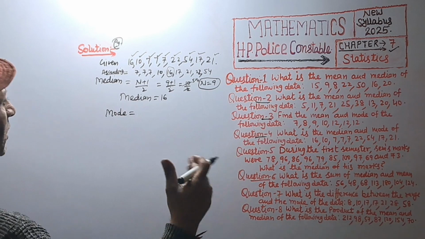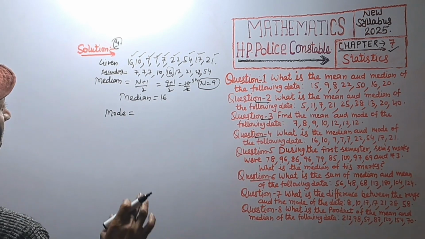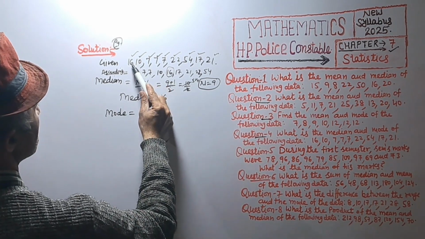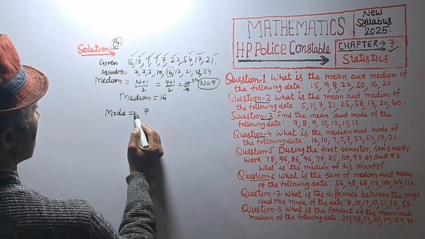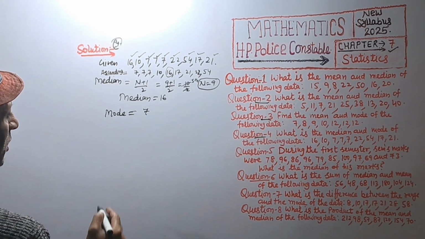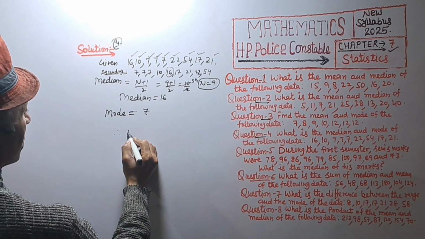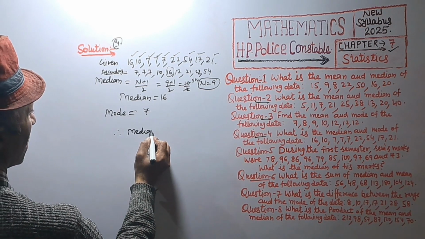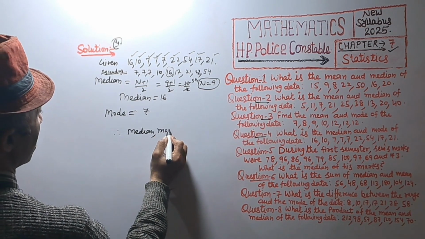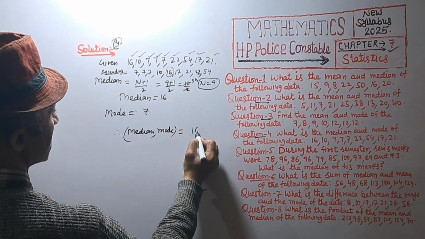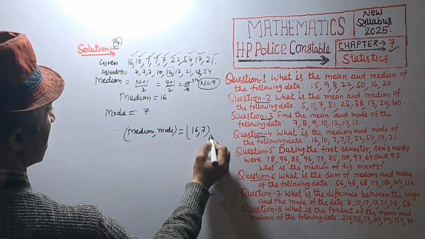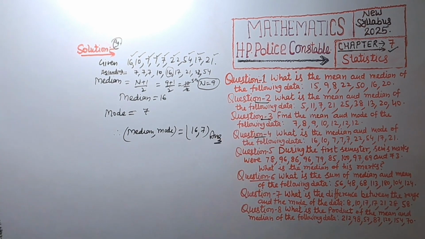Mode equal to the number occurring maximum times, that is 7, 7, 7. So median and mode equal to, median is 16, mode is 7. Answer.